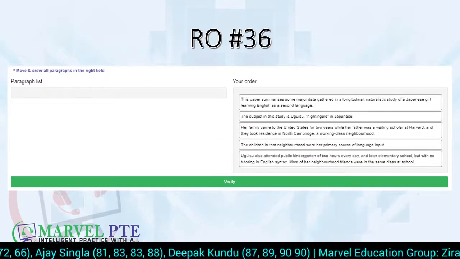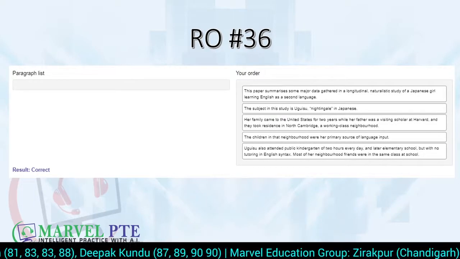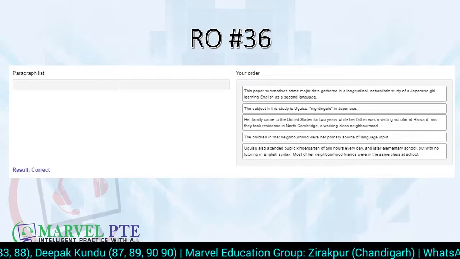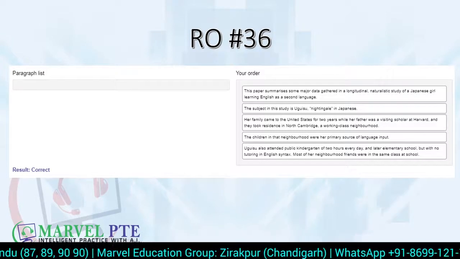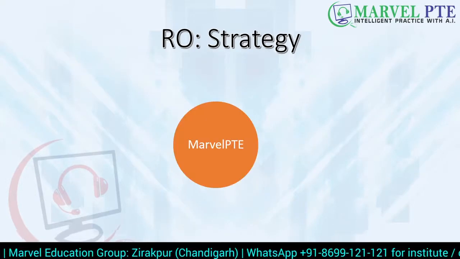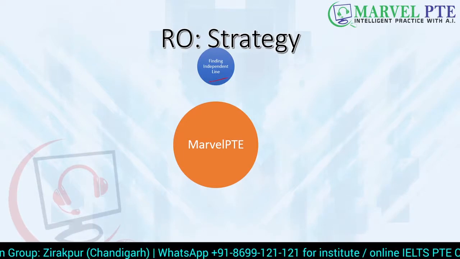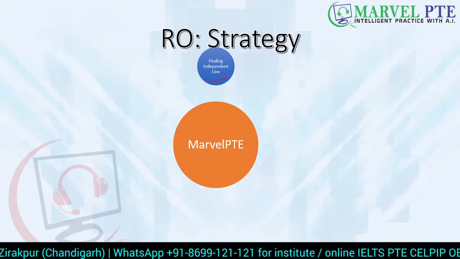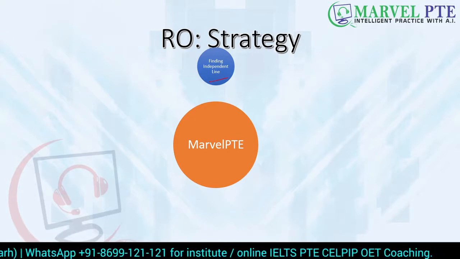So let's see if all the answers are correct. Yes, all the answers are correct. So you see how easy things can be if you learn our strategies and can implement them correctly. So what are our strategies? Right, Marvel PTE strategies are finding the independent line. First, we find an independent line. There are detailed lectures on how to find an independent line.